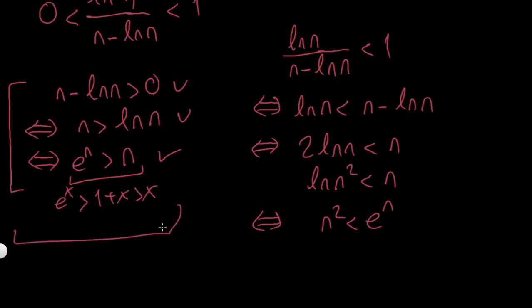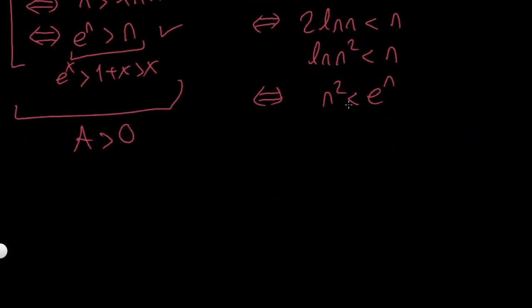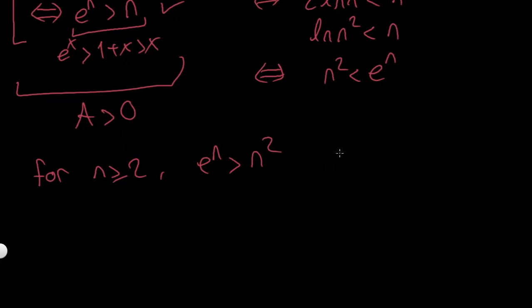I already showed a is positive, and now I'm trying to show a is less than 1. So my goal is to show for each n greater or equal than 2, e to the n is greater than n squared. So let's define a function. It's easier to show e to the n minus n squared is greater than 0. There are multiple ways to prove this. Okay, I will pick an easy method.